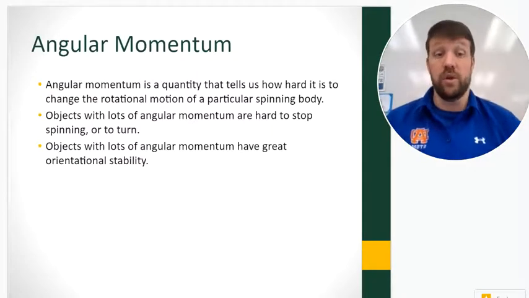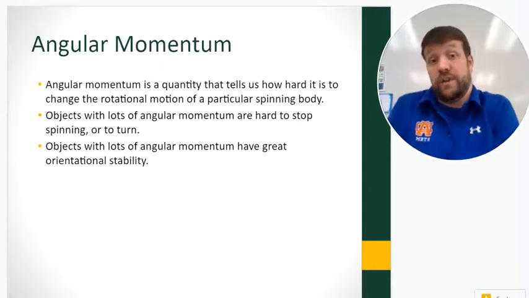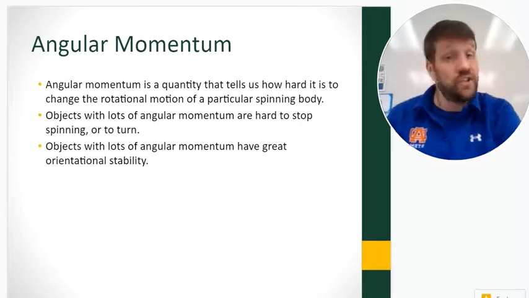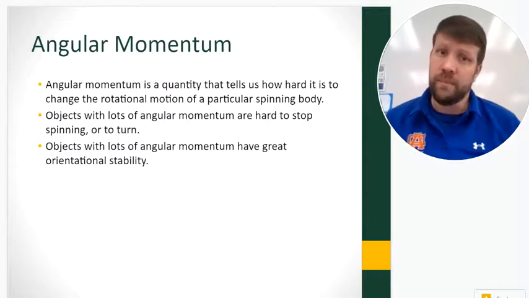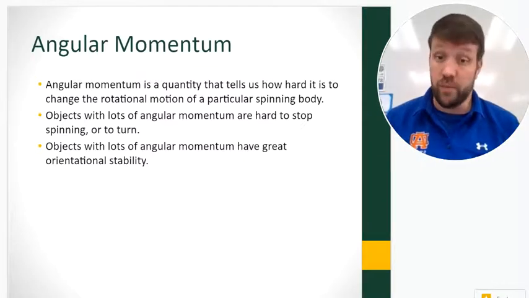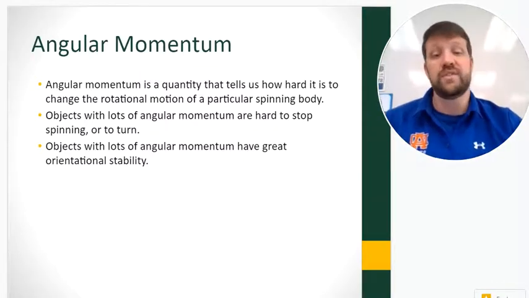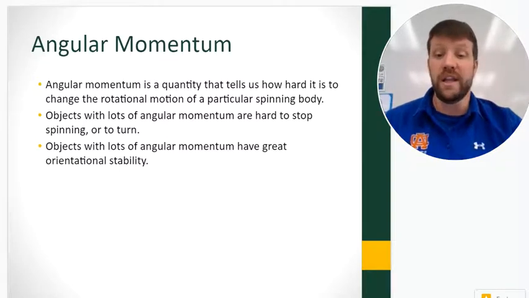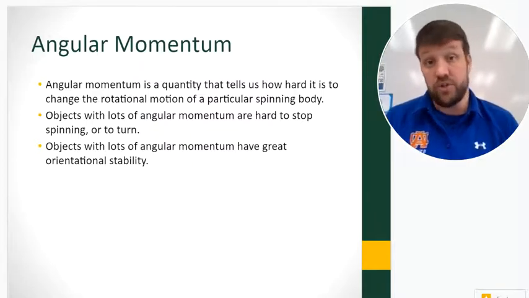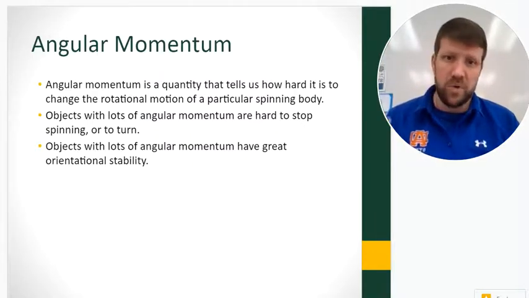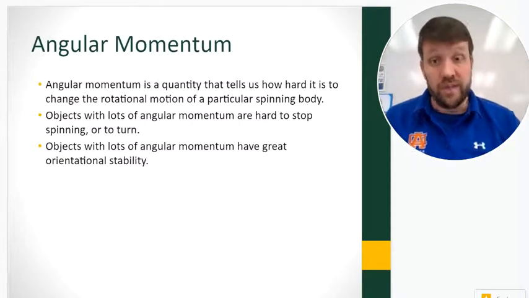All right. So if we have kinetic energy, as we just covered in this momentum and impulse and collisions unit recently, then we've got to have momentum also, right? Kinetic energy and momentum in a lot of cases go really well together. So angular momentum is going to be a quantity that tells us how hard it is to change the rotational motion of a particular spinning body. It's going to be very similar to our momentum, mass times velocity. We're just going to have those small changes that we've already talked about, all right?